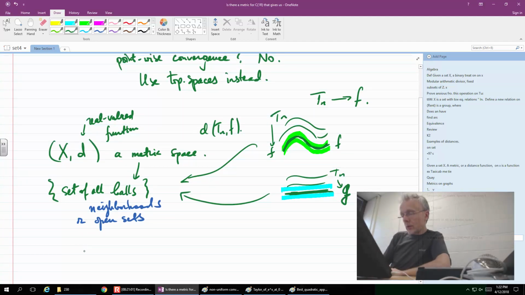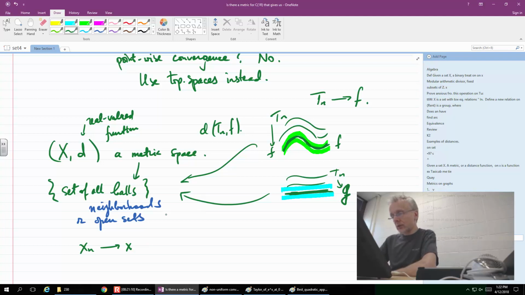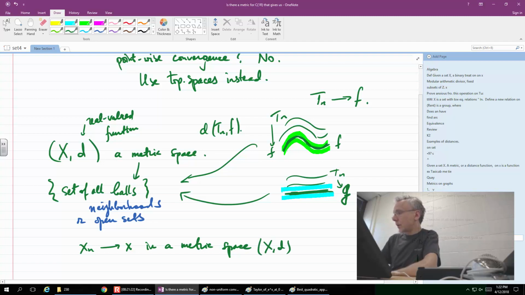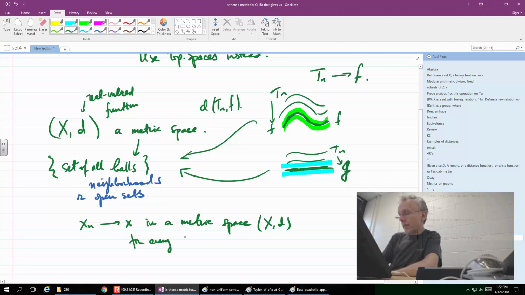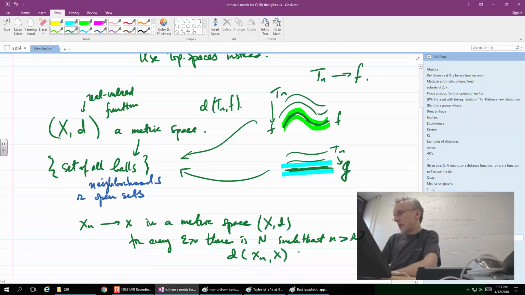So once again, x_n converges to x, and now we can rewrite it without referring specifically to the distance. Here's how it goes. Let me write the original definition in a metric space (X, d). For every epsilon there is N such that n larger than N gives me d(x_n, x) less than epsilon. Okay, so that's the original definition.